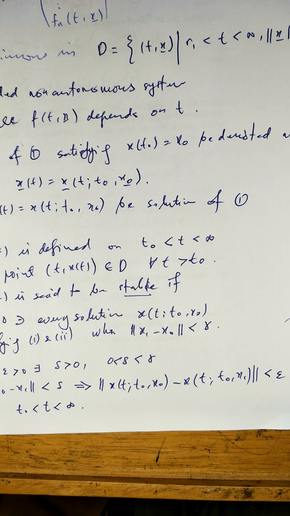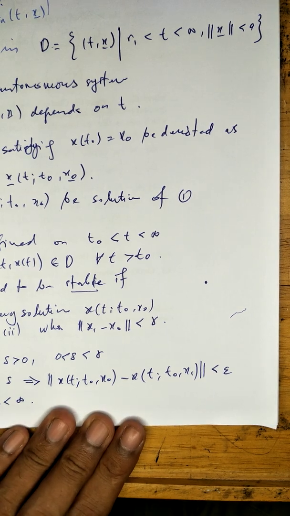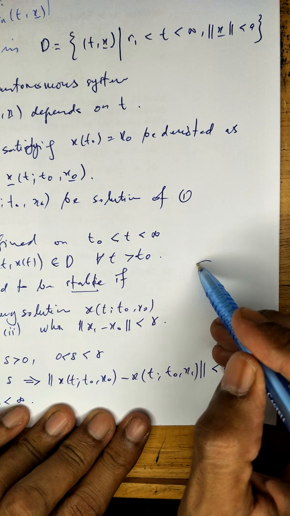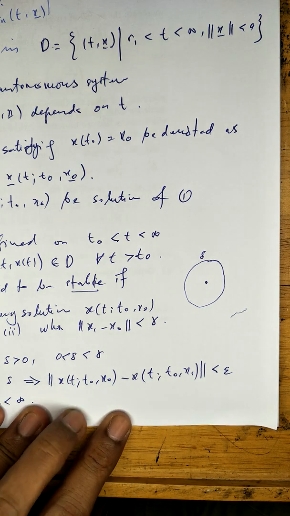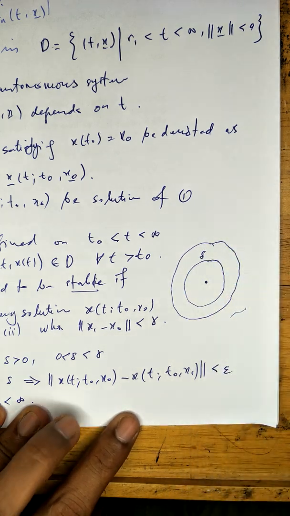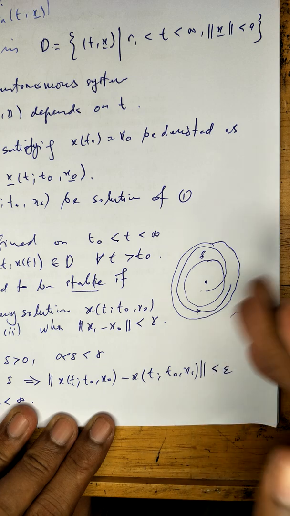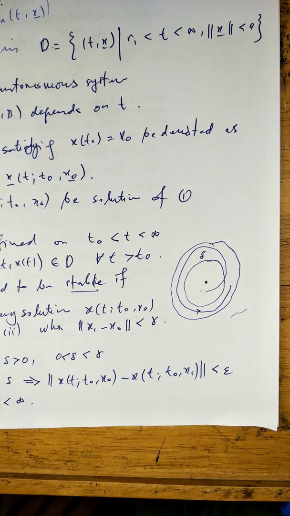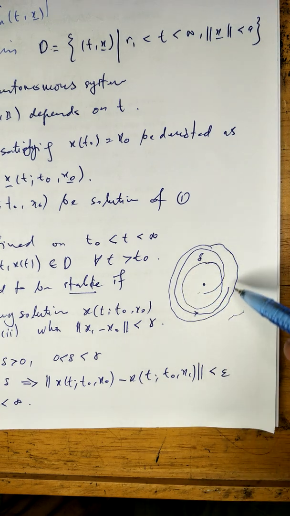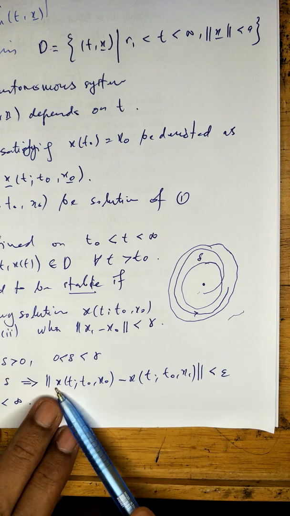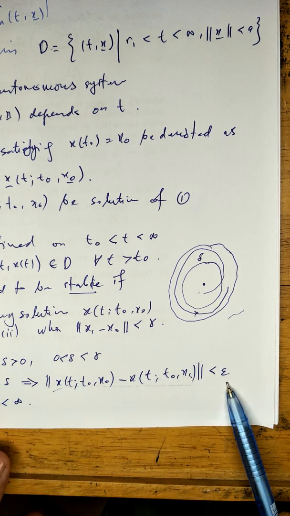So what does this mean? If you have a solution x naught that gives a solution to our system, and we have a delta neighborhood of our point x naught, and we have epsilon somewhere here, then our trajectory does not go beyond epsilon. So our solution is stable if the trajectory just lies inside the epsilon. The difference between the solution and any point x1 is less than epsilon.